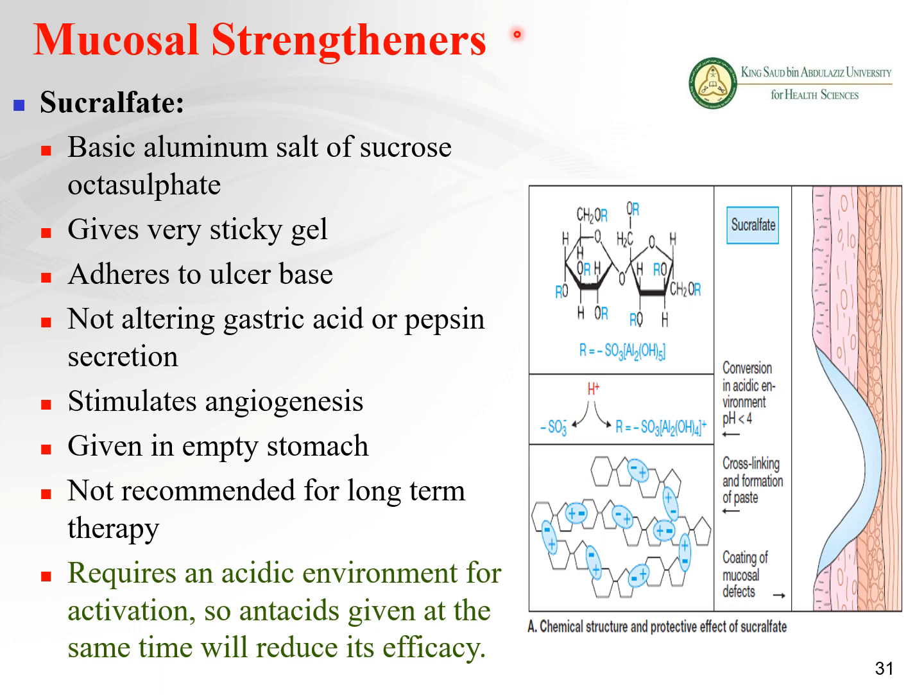Now, mucosal strengtheners. We have discussed the drugs that inhibit the release of HCl. These are mucosal strengtheners. They provide strength or protection to the mucosal layer of the stomach. Basically they are the basic aluminum salt of sucrose octasulfate. This is sucralfate, and it forms a sticky gel and adheres to the base of the ulcer. So if this is the ulcer, sucralfate forms a sticky gel, binds or covers this ulcer area and provides mechanical protection to the epithelial layers.